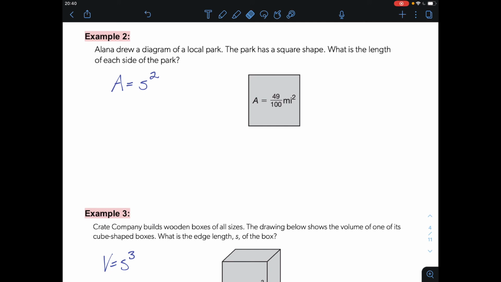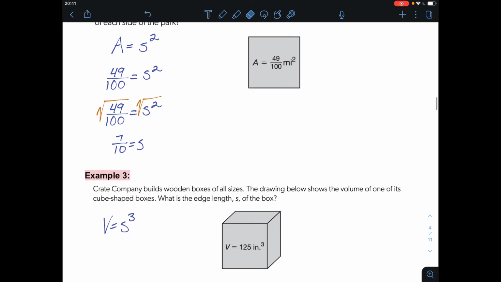We can use our area formula for a square, which is just side squared. And we can plug in the information we know. In this case, that our area is 49 hundredths. To isolate our variable, we're going to do the inverse of squaring, which is finding our square root. And then, since this is a fraction, I can use my perfect squares for my numerator and denominator to find my fraction answer. So the square root of 49 is 7, and the square root of 100 is 10. So the side lengths of this square would be 7/10 miles.